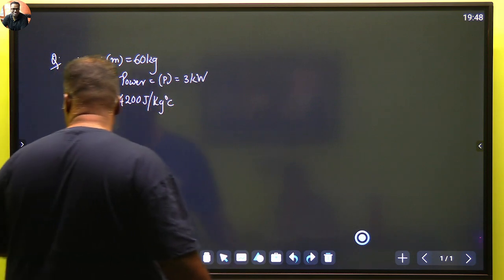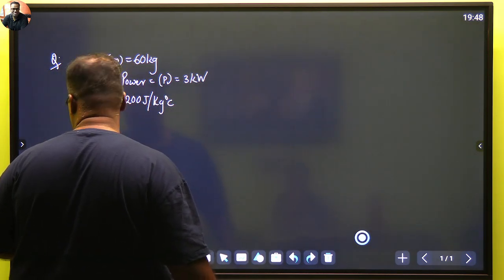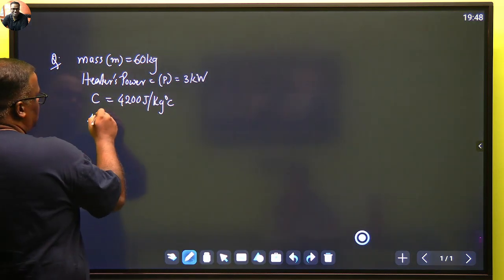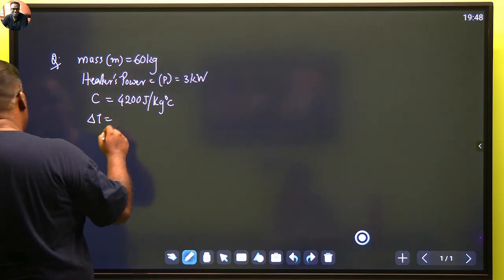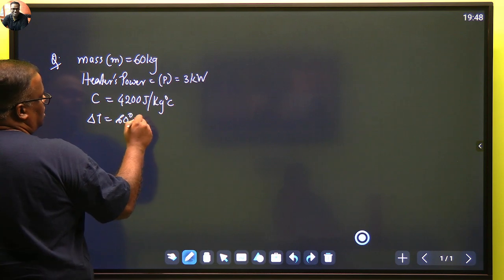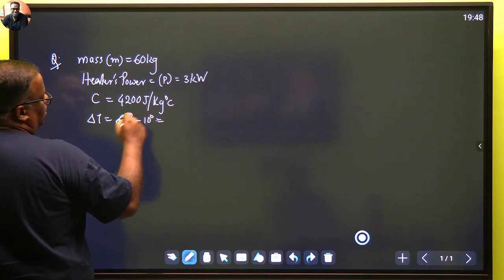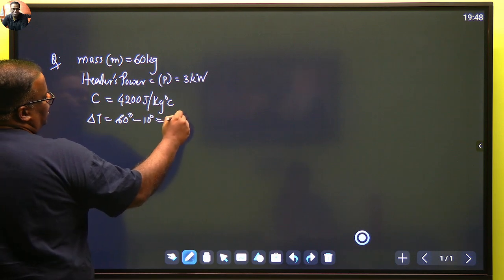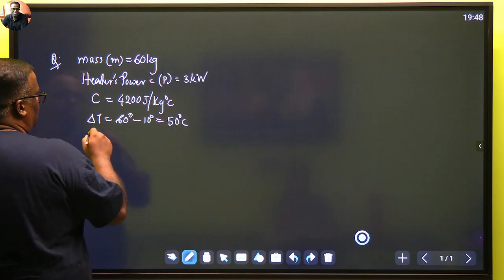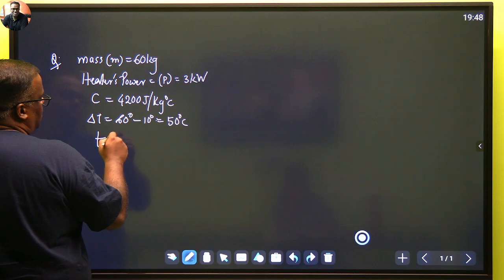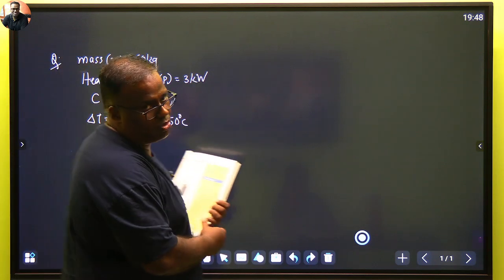Okay, estimate the time for the temperature rise. So our delta T has been given. Delta T, the rise in temperature, is from 10 degrees to 60 degrees, so I'm directly calculating the rise in temperature as 50 degrees Celsius. So they have asked you to estimate the time it takes. Have you understood?